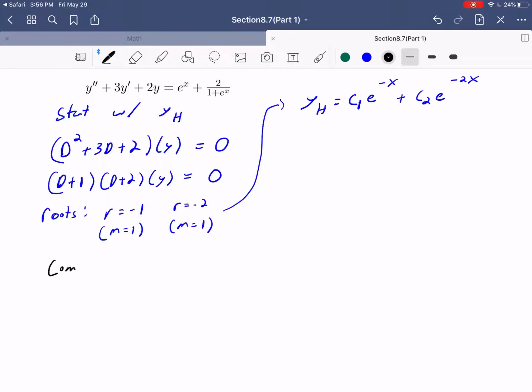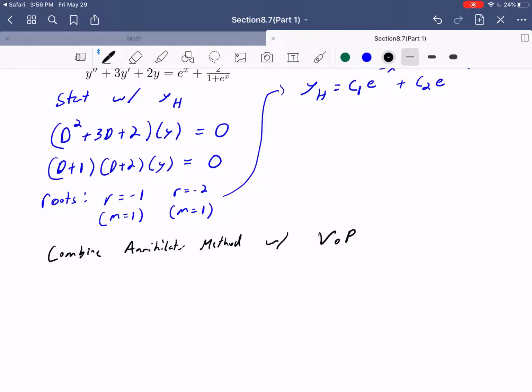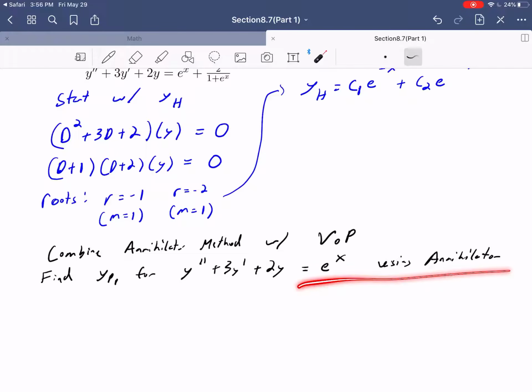So we're going to combine the annihilator method with variation of parameters. We're going to find y sub p sub 1 for y double prime plus 3y prime plus 2y equals e to the x using the annihilator, because we can, and if you can use the annihilator, it's always easier.